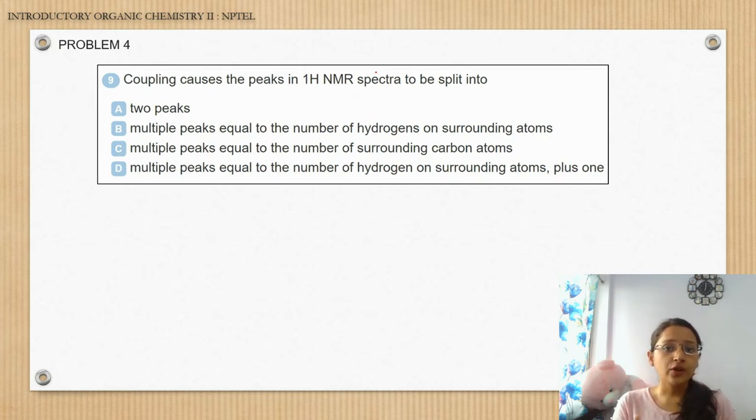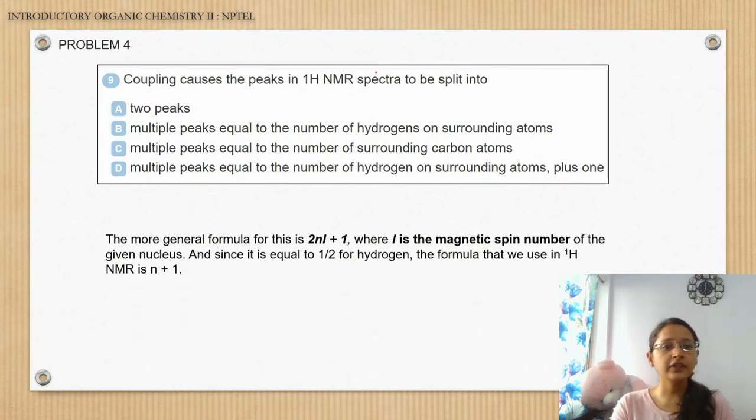Coupling of the protons which are adjacent or vicinal to each other causes the peaks in the 1H NMR spectra to be split into. The options are: two peaks; multiple peaks equal to the number of hydrogens on the surrounding atom; multiple peaks equal to the number of surrounding carbon atoms; multiple peaks equal to the number of hydrogens on the surrounding atom plus 1.